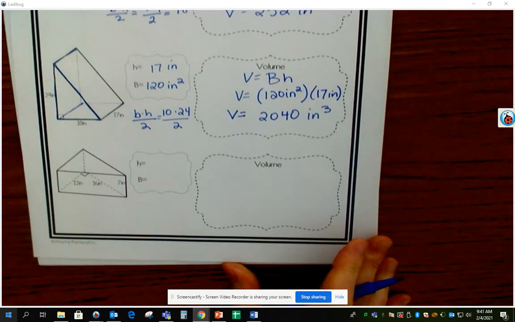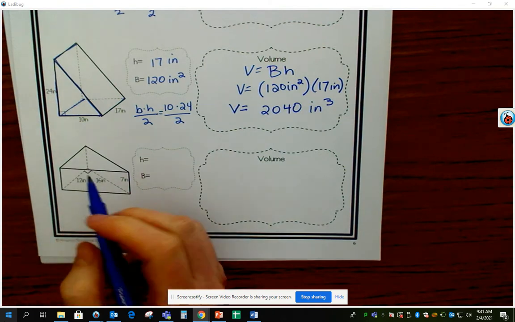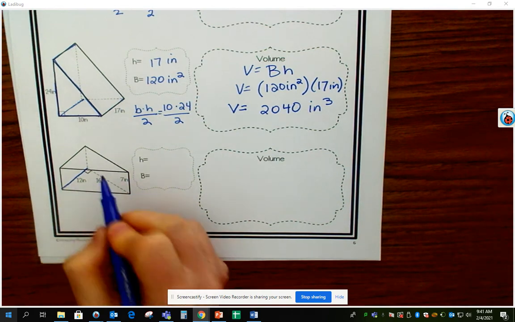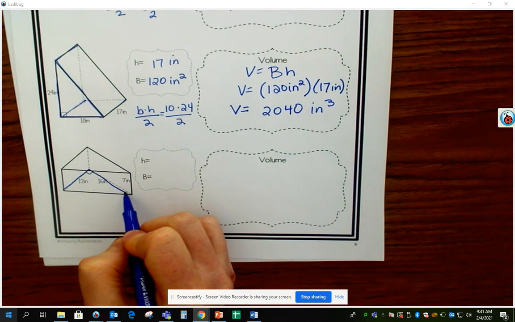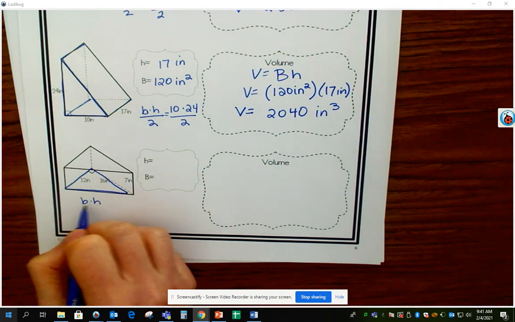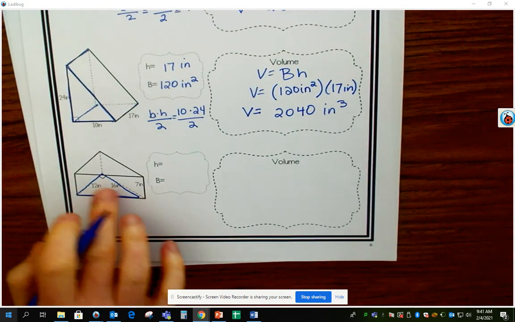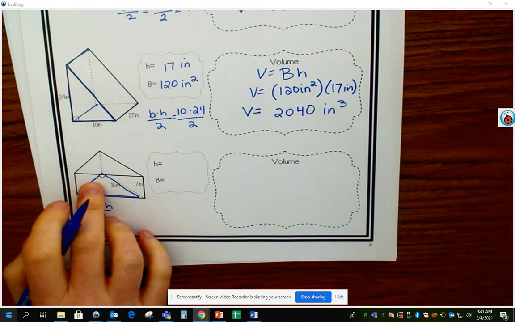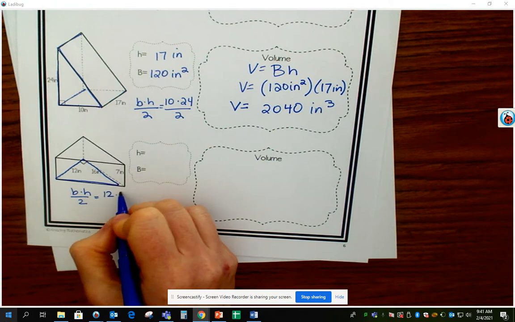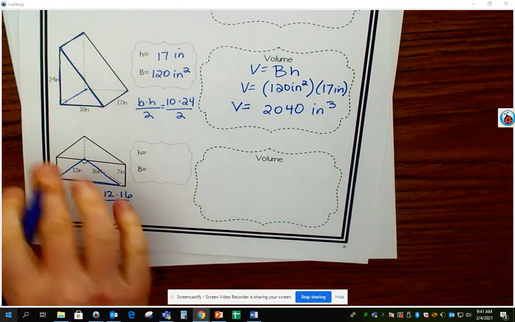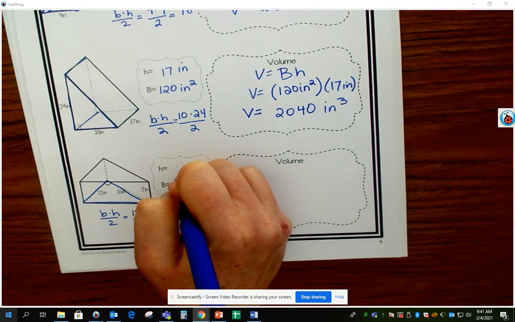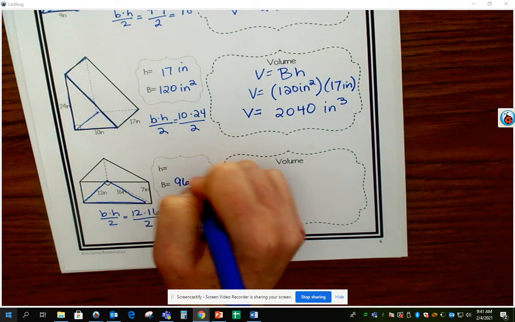Alright, if you're getting the hang of this, try this last one on your own. Pause the video. Okay, remember we are keeping the triangle as the base. Base times height divided by 2 is how we find the area of a triangle. The base here is 12 and the height is 16. So 12 times 16 divided by 2 is 96. So our area of our triangle there is 96 inches squared.